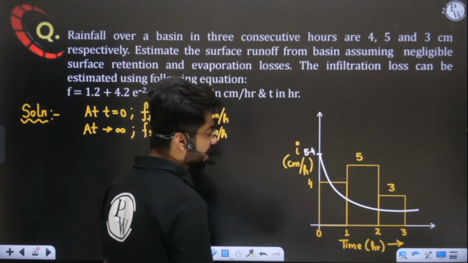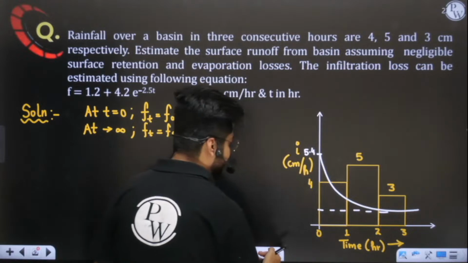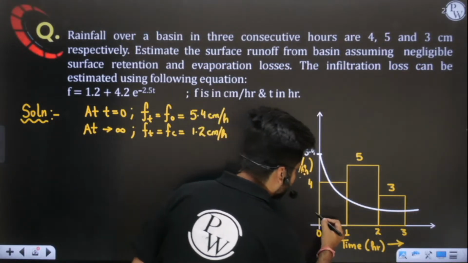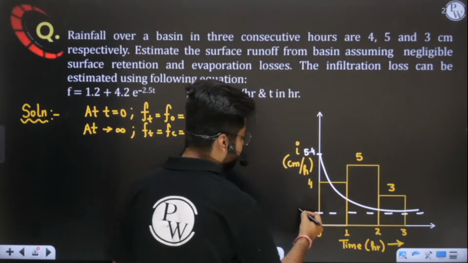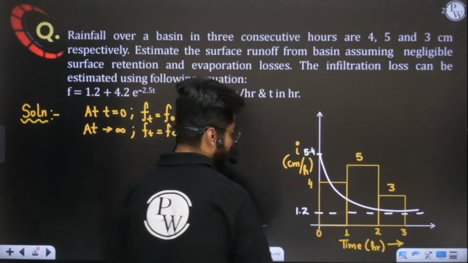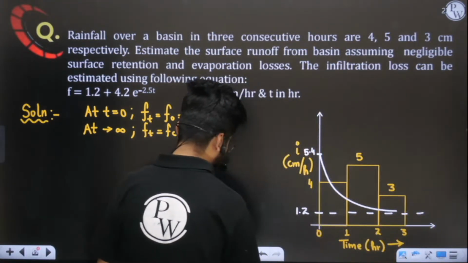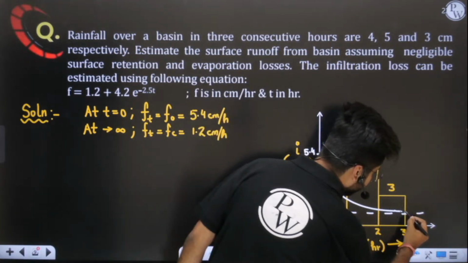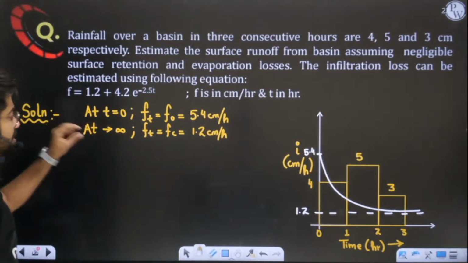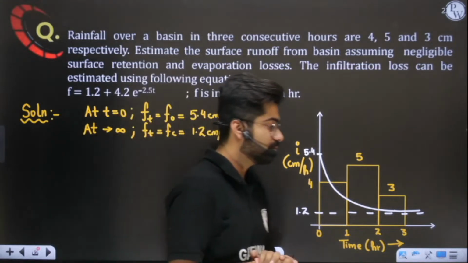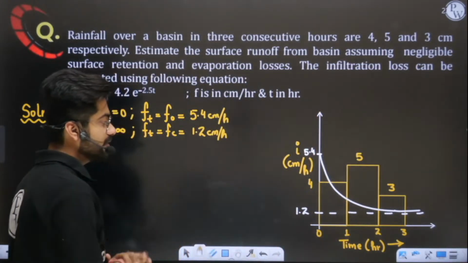Okay, this graph will go like this, and after a certain time it will become constant, and the value of this constant will be 1.2. Yes or no? Tell me yes or no. Okay, this will be going here like this. So this is the graph. This is the Horton's equation which we have plotted here. I hope this is very clear to you.